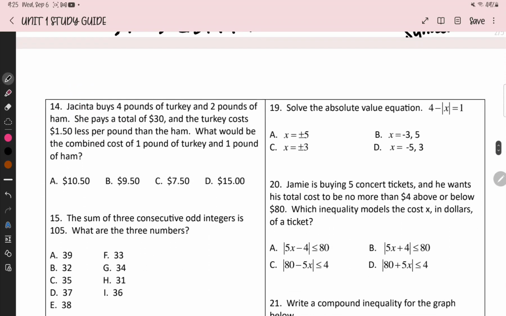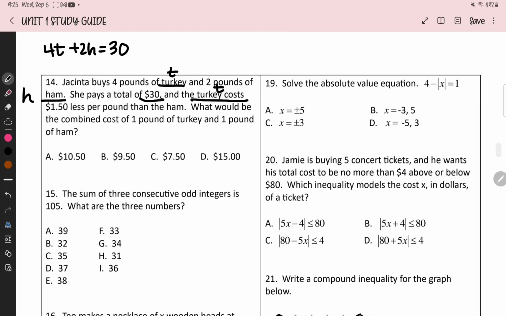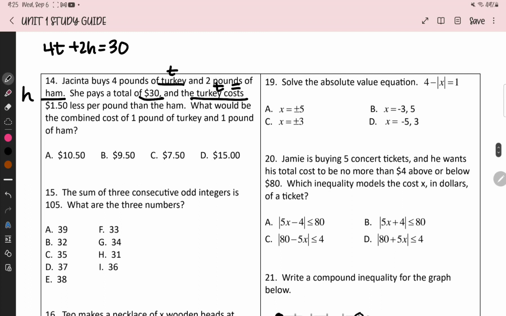Okay, moving on to number 14. Jacinta buys 4 pounds of turkey and 2 pounds of ham. So I'm going to go ahead and write that out. Turkey is going to be T and ham is going to be H. 4T plus the 2 pounds of ham is going to equal a total of $30. They also say the turkey, which is T, costs $1.50 less than the ham, so it's going to be H minus 1.50.